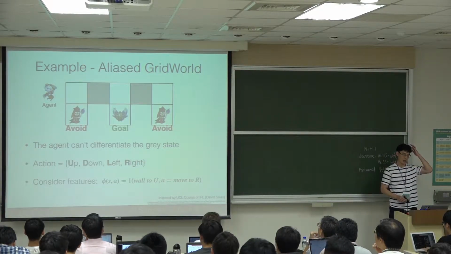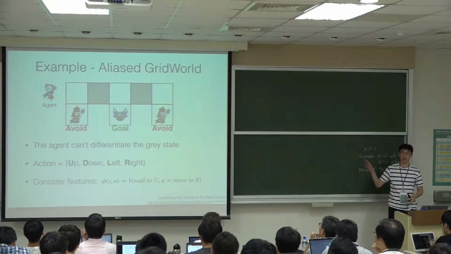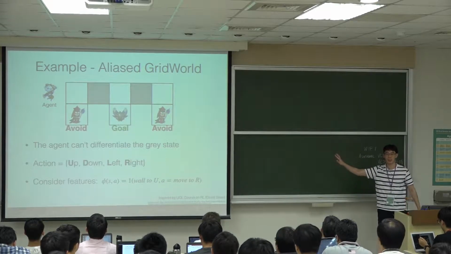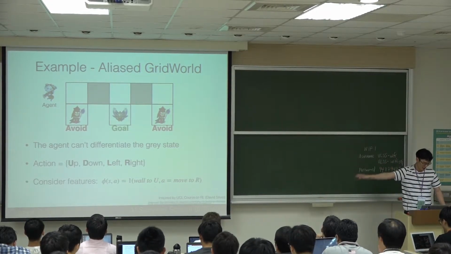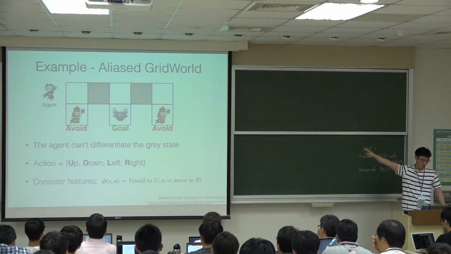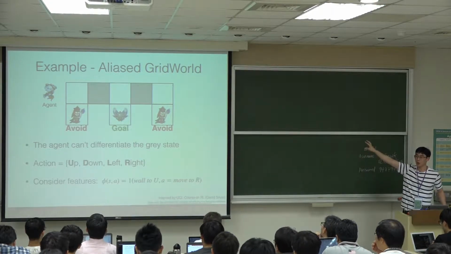Yeah. So now suppose we have a grid world. It has nothing to do with LOL, by the way, for those who are excited about LOL. So there's an agent, and there are some states you want to avoid. This is more like a maze, okay?